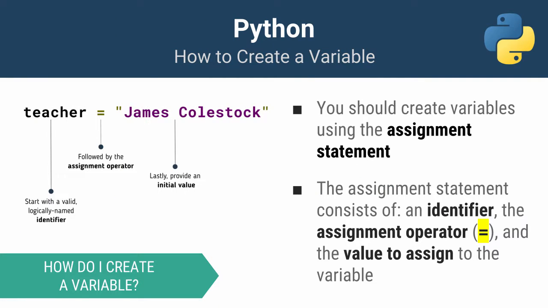You're probably asking yourself at this point, how do I create a variable? Well, creating a variable is a simple three-step process. You create variables by using what's called the assignment statement. It has three parts. You start with a valid identifier, a name that you're going to refer to your variable with, followed by the assignment operator, the equal sign, and then, lastly, you provide an initial value for that variable.